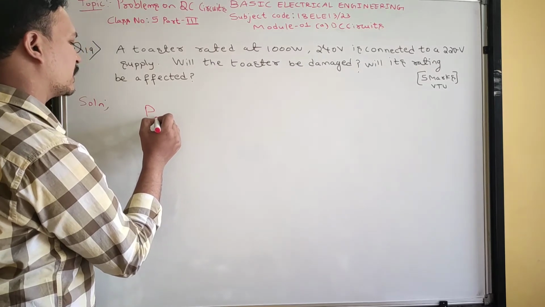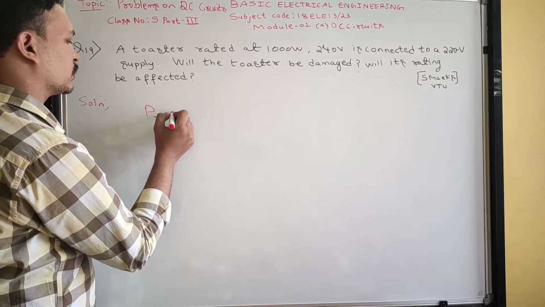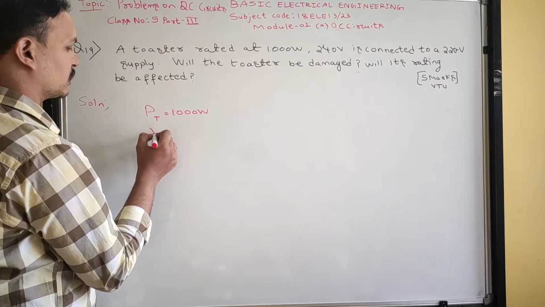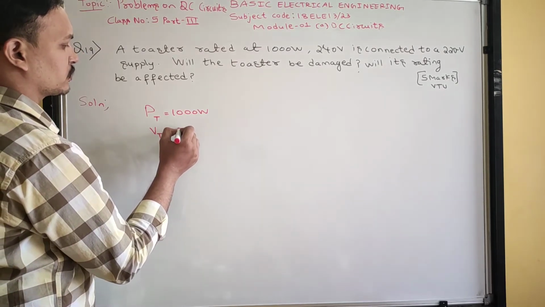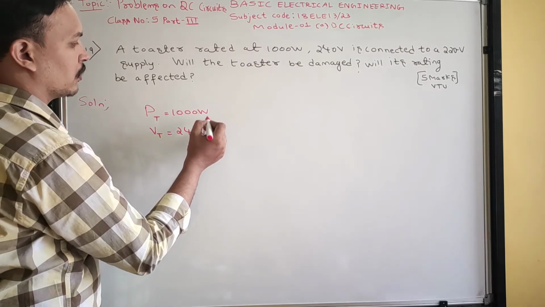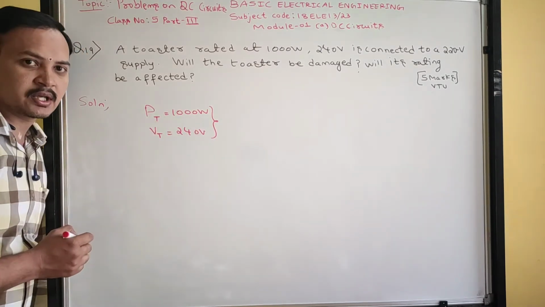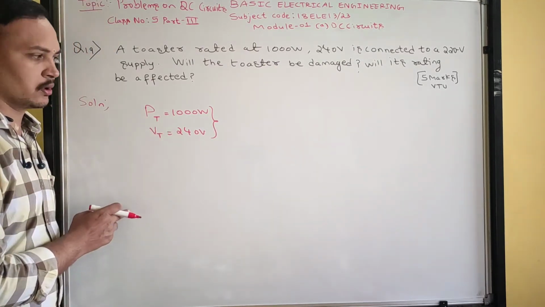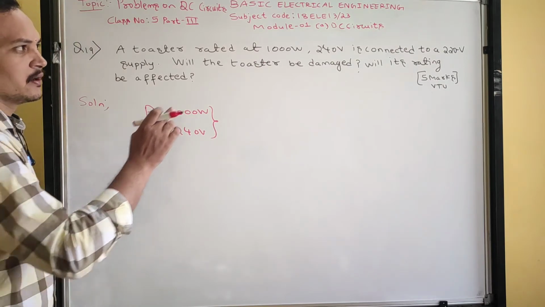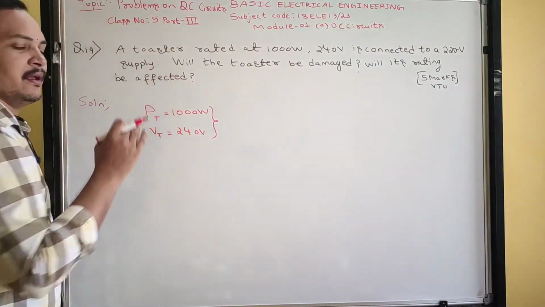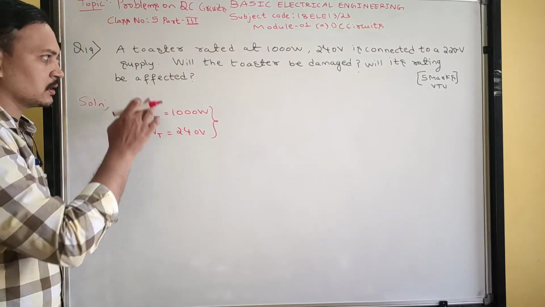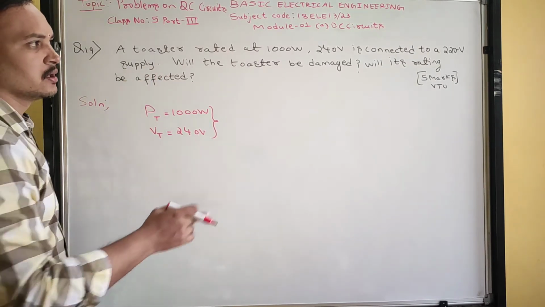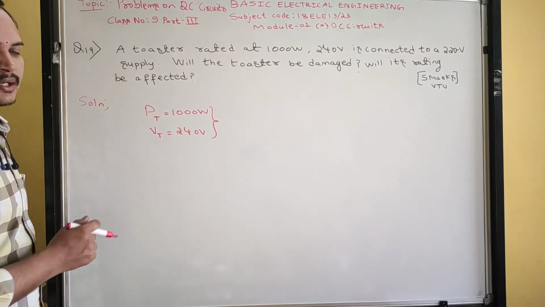See the toaster rating. The power rating of the toaster is how much? 1000 watt. What is the voltage rating of the toaster? 240 volt. So these are the specifications of the toaster. The toaster maximum voltage rating is 240 volt. If I connect this toaster to a 220 volt supply, the question is whether it will be damaged or its rating get affected. Let us check it.